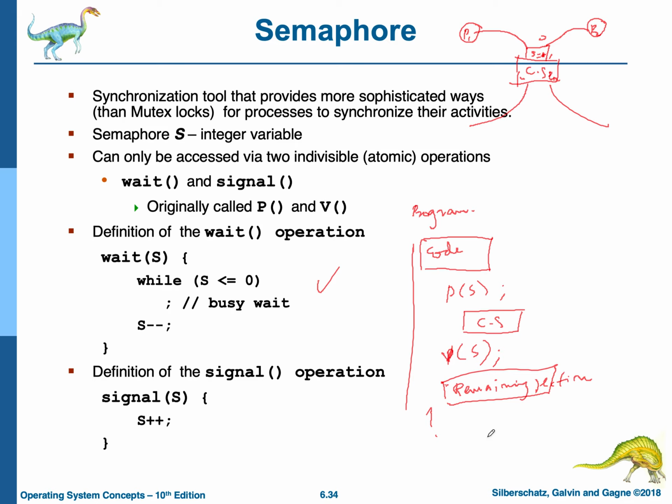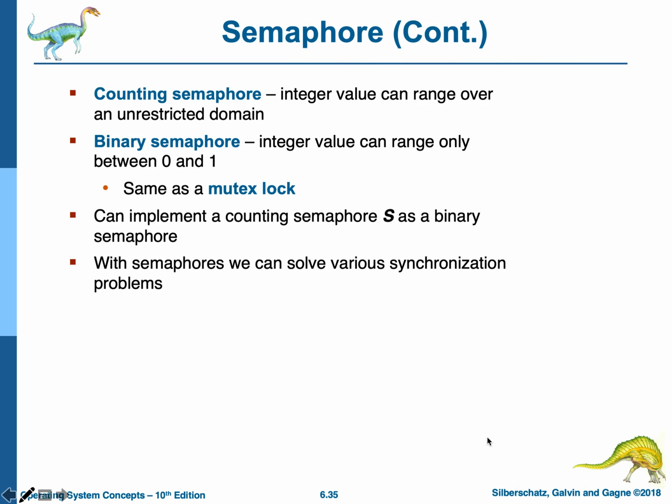These two functions are implemented as atomic operations. So we have counting semaphores and binary semaphores. I already told you that counting semaphores are used when more than one process can enter into the critical section, and binary semaphores when only one process can enter the critical section. The binary semaphore works similarly, as we have already seen: on entrance it locks and on release it releases the lock. So these actually work similarly to a mutex lock, but the counting semaphores are different.